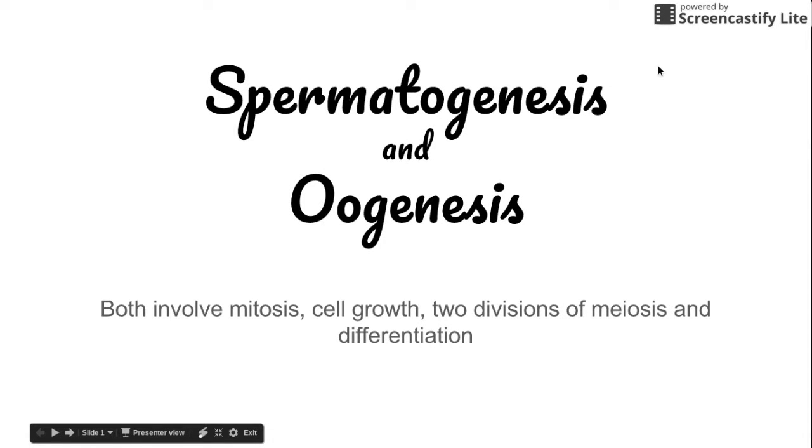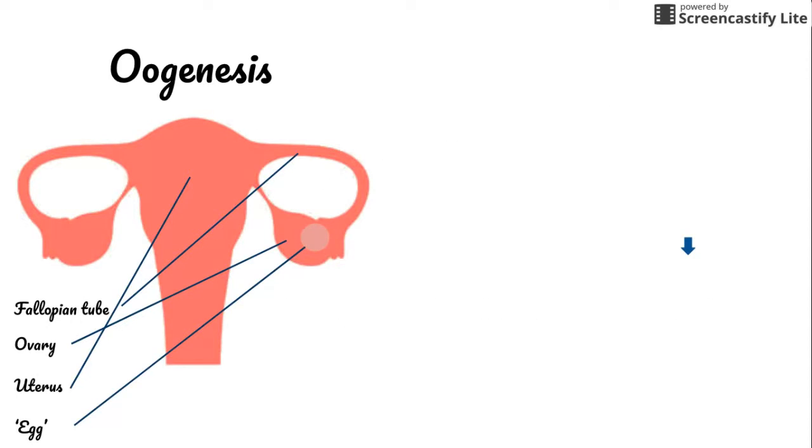Spermatogenesis and oogenesis both involve mitosis, cell growth, two divisions of meiosis, and differentiation. Mitosis is the creation of germ cells, not the ones that you kill with hand sanitizer, but gametes, aka sperm and eggs. First, we're going to talk about oogenesis, which is the creation of egg cells within the ovaries of the uterus.